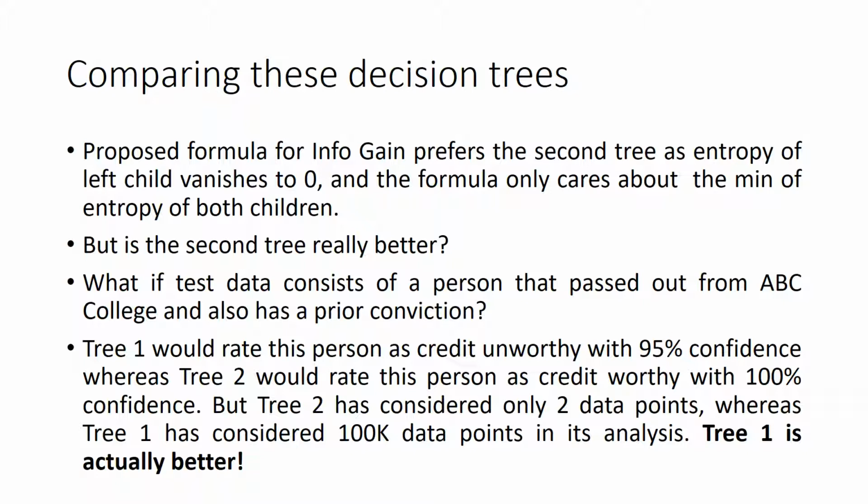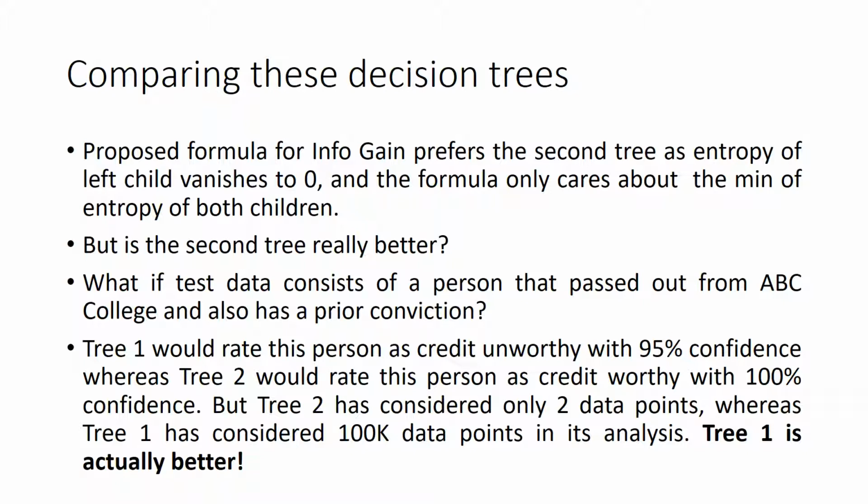It had only 2 data points where in training data we had people who graduated from ABC college. In that particular branch, there were only 2 data points. Whereas in tree 1, in that particular branch, there were 100k data points. So tree 1 naturally is better because it has looked at far more data points and therefore is much more likely to have generalized better. Whereas in tree 2, that particular branch that we followed had so few samples that we have very low confidence in whether that branch will generalize well or not.